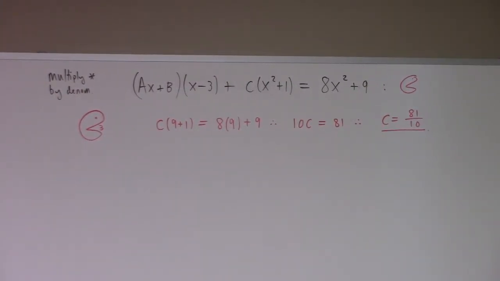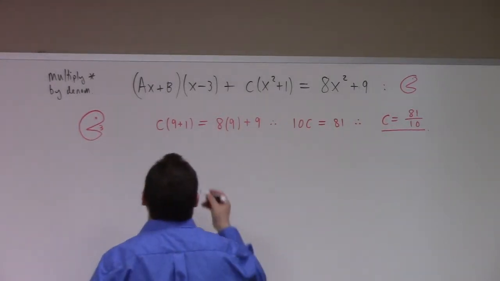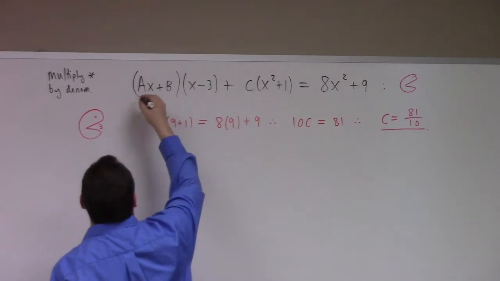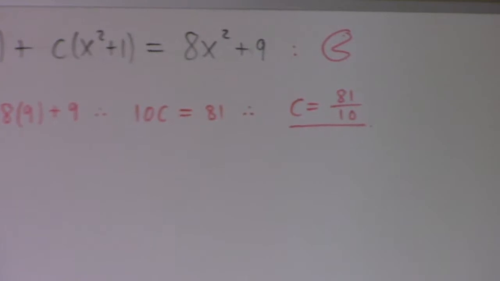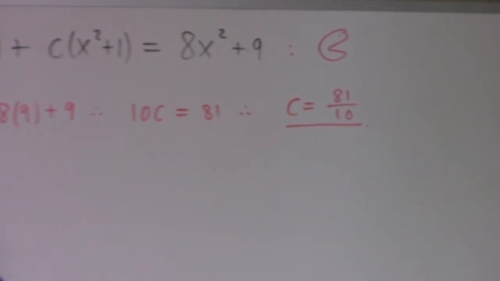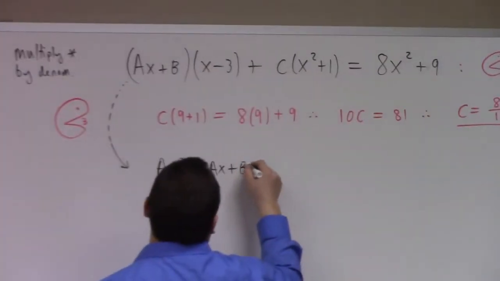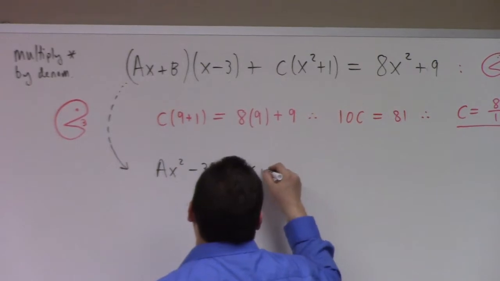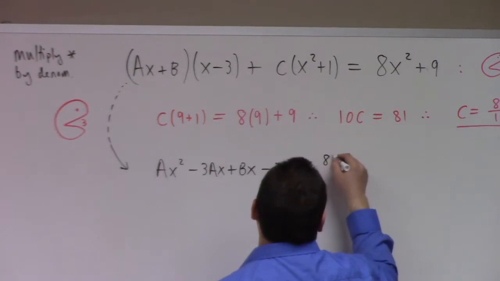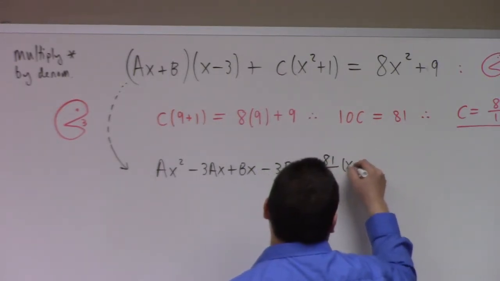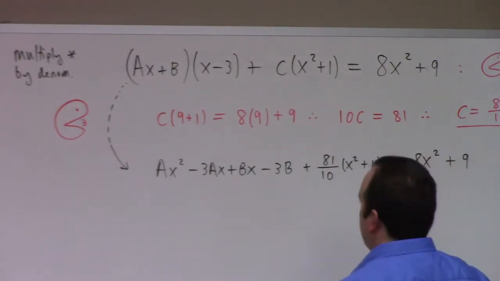So at this point, I think what I'm going to do is illustrate the technique of equating coefficients here. So this is ax squared minus 3ax, right, plus bx minus 3b plus 81 over 10 times x squared plus 1 is equal to 8x squared plus 9.